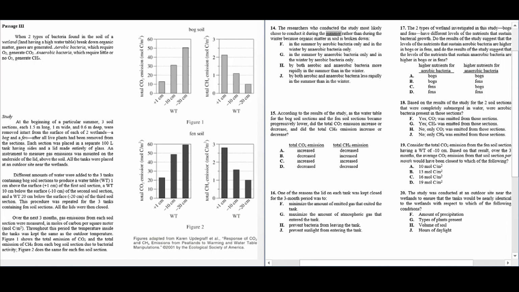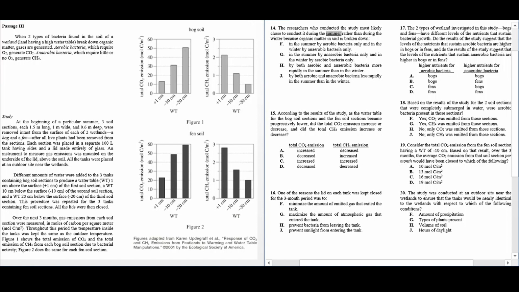So if we read through these answers, we see they're all about aerobic and anaerobic bacteria, which, if we noticed up here in the italicized words, are the two types of bacteria that were found in the soil. Now, since this study is studying both bacteria, the decision to conduct the study in the summer must have been beneficial to both. That means the effect would have been the same for both types of bacteria. However, answers F and G talk about different effects on these bacteria by doing the experiment in the summer. And so those answers are probably not correct.